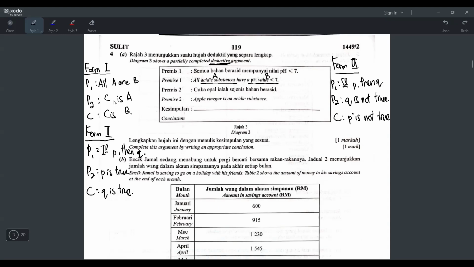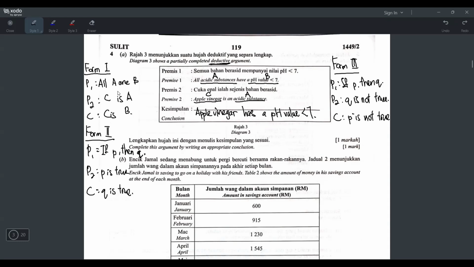And now you have C, apple vinegar. Because this apple vinegar, dia tak ada dalam premise 1, right? This one is something that just came in suddenly. So this one is the C. Is an acidic substance. Acidic substance is matched with A, right? So all A is B, and then C is A. So the last one should be C is B. So you have to write apple vinegar, but for the verb you have to write has. Has a pH value less than 7. So this is the answer.